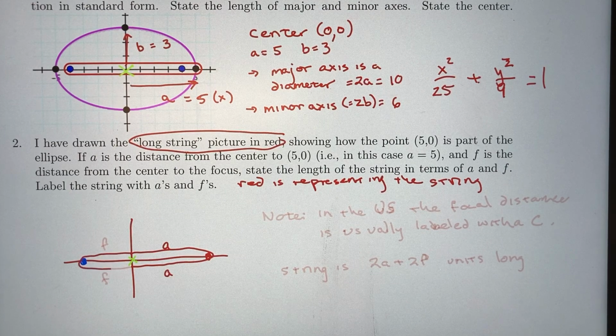If you look on other websites, I'll just point out that in the US, they usually call the focal distance C. For some reason, I cannot figure that out, but oh well. It is not the hypotenuse, so I'm not going to call it C. Besides, why not call it F?